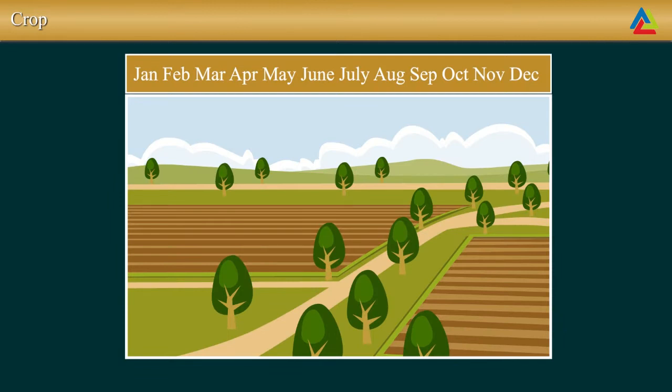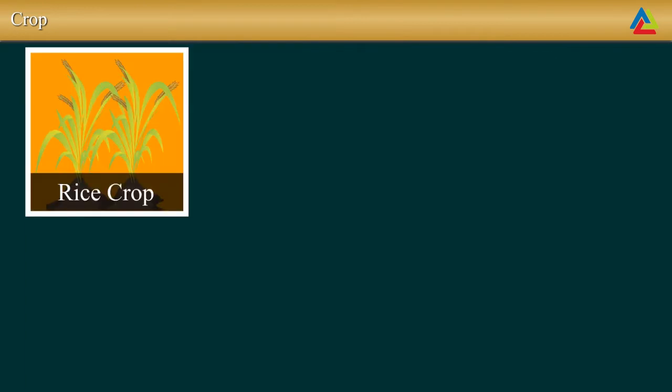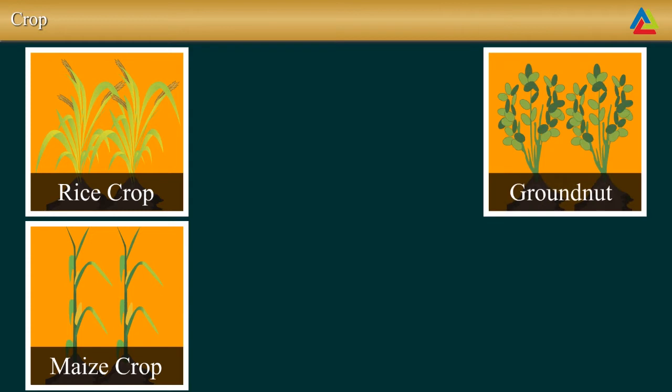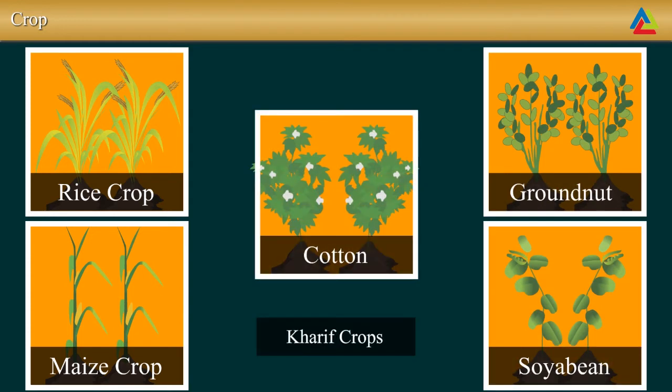Plants that need more water for healthy growth are planted during the rainy season around the month of June and harvested at the end of the rainy season around October, are called Kharif crops. Some of the examples of Kharif crops are rice crop, maize crop, groundnut crop, soybean crop, and cotton crop.